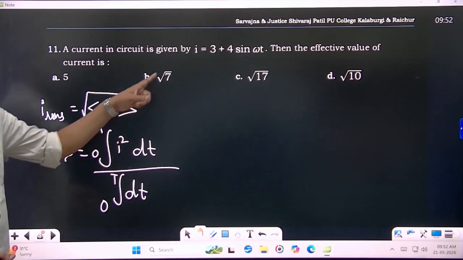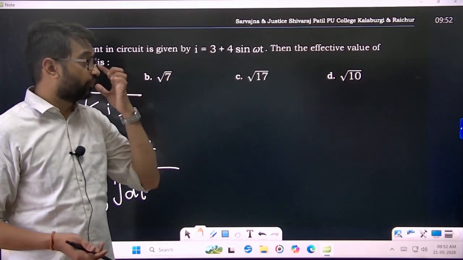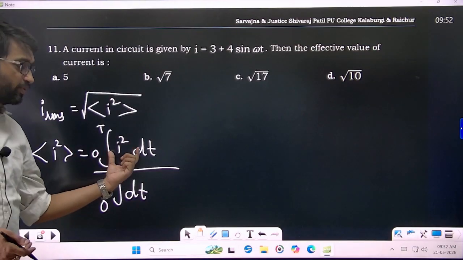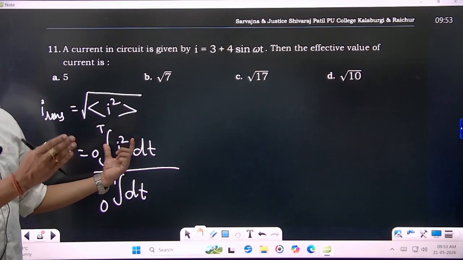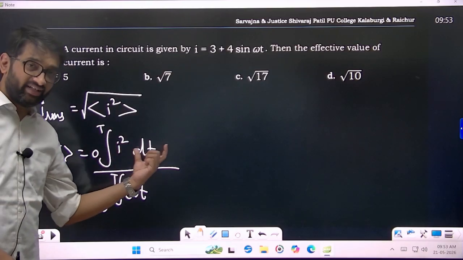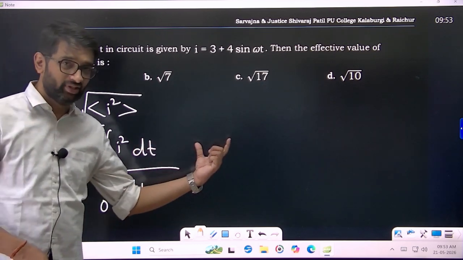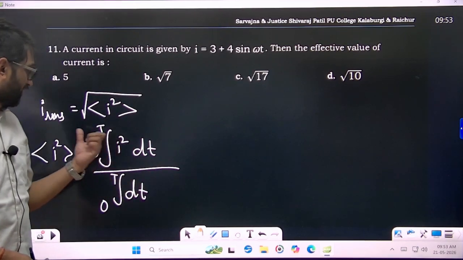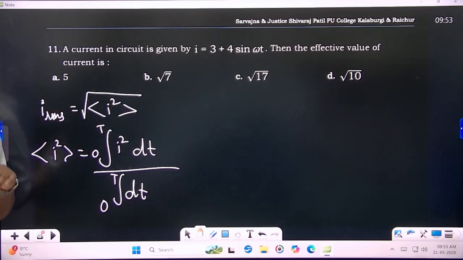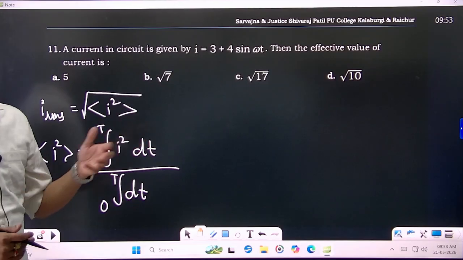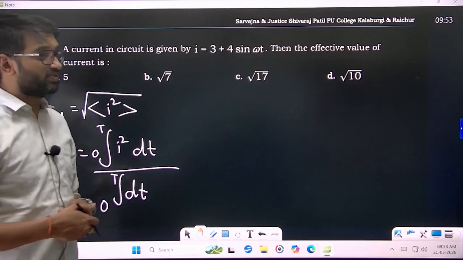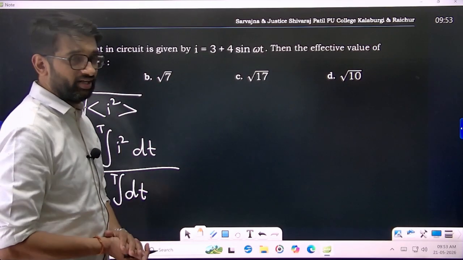Numerator, the expression whatever is there, 3 plus 4 sin omega t, you have to substitute here. You get a plus b whole square, a square plus b square plus 2ab. Integrate the entire expression, divide it by T, whatever you get as the answer, take the root. This is one method which is very lengthy, and generally NEET students cannot go with the integration and all those things. So in that case, what to do? There is a shortcut for this one.